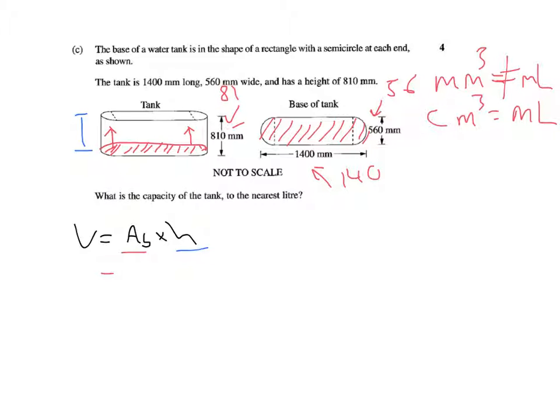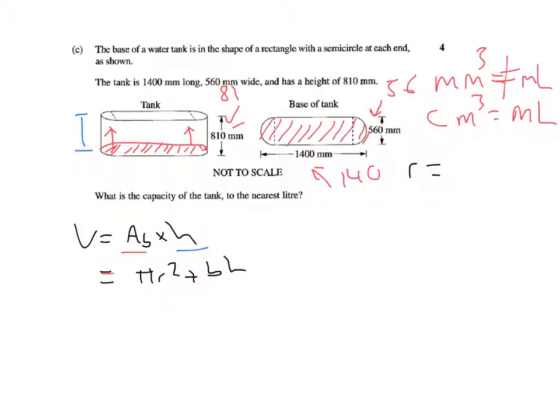The area of the base is the area of a circle, which is pi r squared, plus the area of a rectangle, base times height. Now I know some people are saying, oh, well, there's only half a circle. Yeah, there's only half a circle here, but then there's another half a circle there. What does one half of a circle plus another half a circle make? A whole circle.